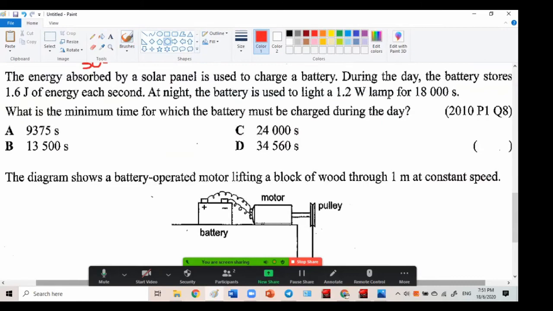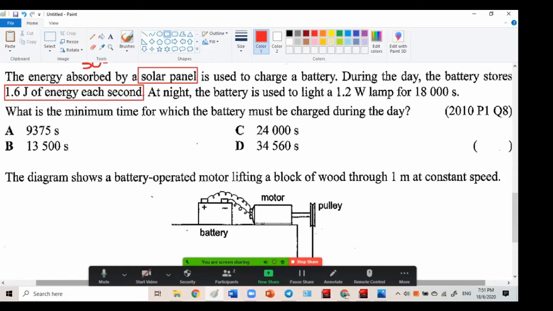Okay, come on, next one. The energy absorbed by a solar panel is used to charge a battery. Understand? During the day, the battery will store 1.6 joules of energy each second. That's what all the solar power panels are doing. The sunlight shines on them, then they charge themselves. So this solar panel is able to charge 1.6 joules every second. Do you understand?